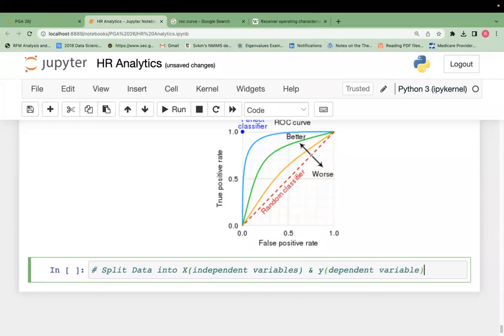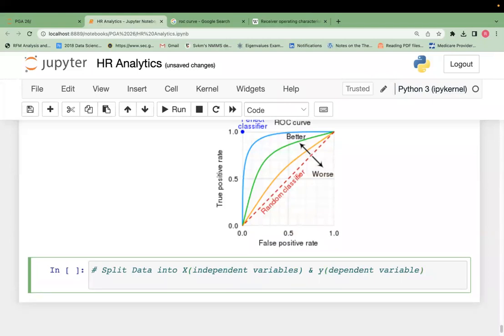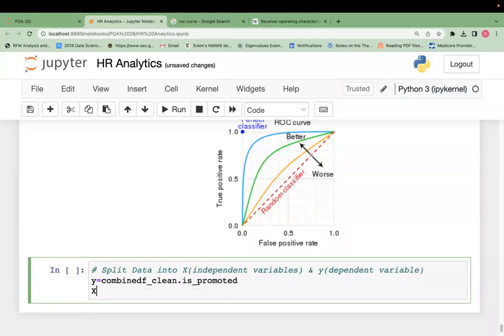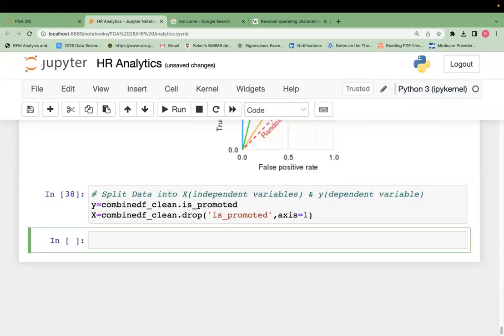There is only one single dependent variable. There will be multiple independent variables. y is equal to combined_df_clean dot is_promoted. Capital X is equal to combined_df_clean dot drop is_promoted, comma, axis equal to 1. Axis equal to 1 is column dropping. Axis equal to 0 is row dropping. y is equal to combined_df_clean dot is_promoted as separate.